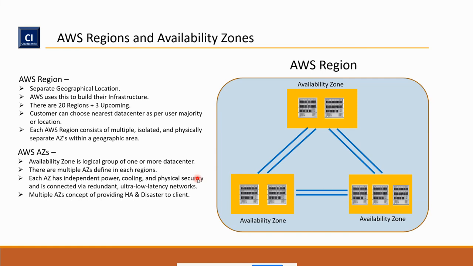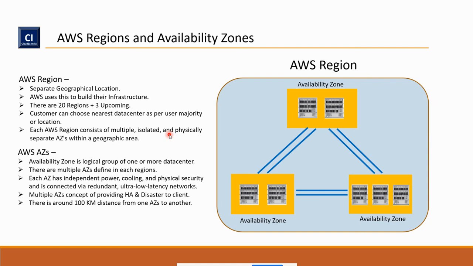So the multiple AZ concept provides high availability and disaster recovery to the client. If you are going to deploy any service into AWS regions, take a virtual machine as an example. If there are two virtual machines for a single application, make sure you are deploying those virtual machines in different availability zones, not in a single availability zone. If you do that, in case the first availability zone goes down, you will lose your application. So it is better to provision the application servers in different availability zones for high availability.